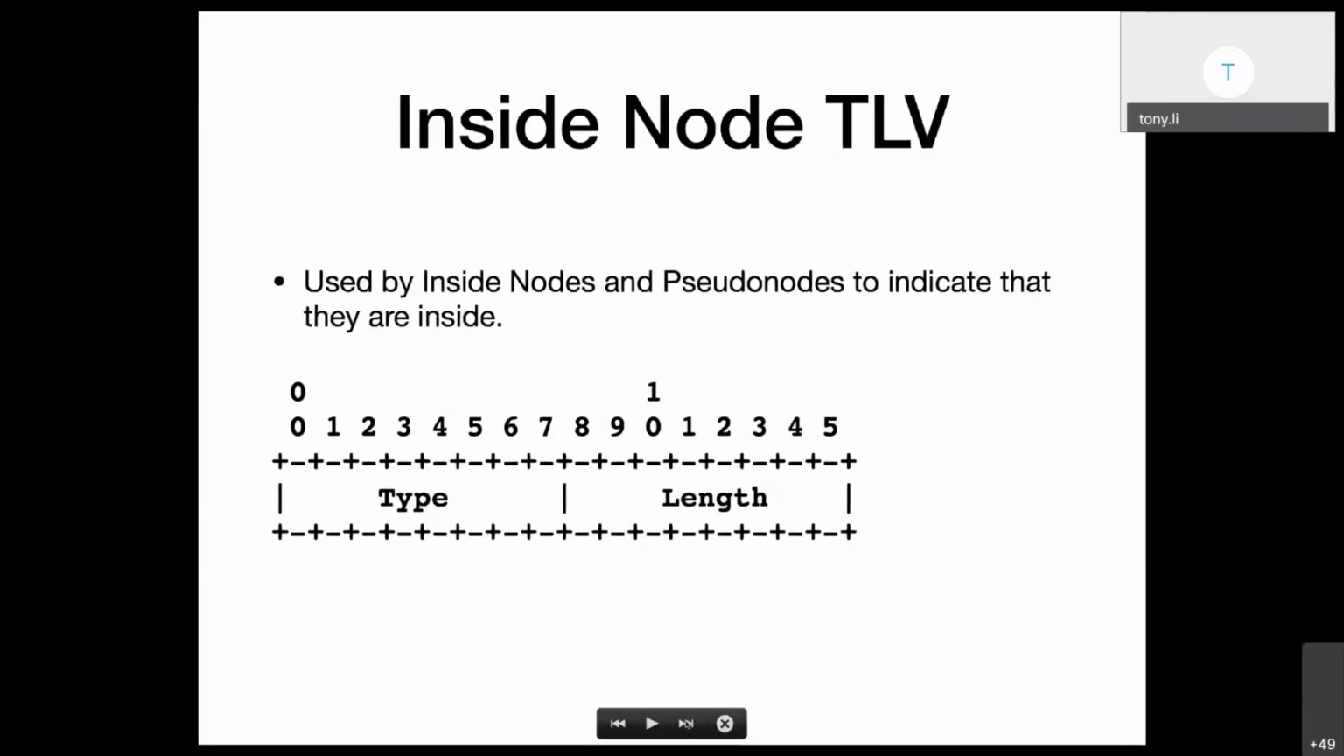We also found an issue where we were having trouble distinguishing which nodes, and more particularly pseudonodes, are actually members of the inside area. So what we are proposing is another top-level TLV to indicate that a node is an inside node. This would get inserted directly into pseudonodes as well. We have no contents for this right now. It's effectively a one-bit flag. So the format of this TLV is very straightforward.